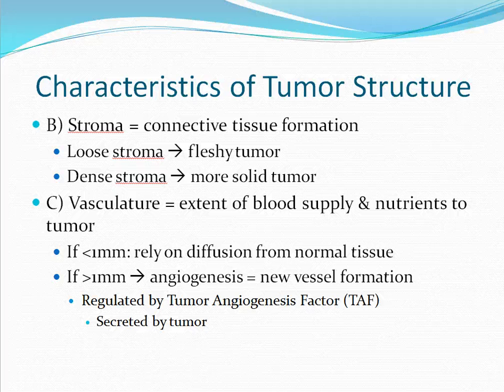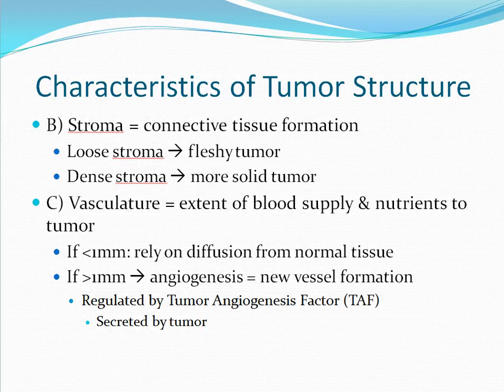Another characteristic of a tumor is its stroma. Stroma refers to the connective tissue framework of the tumor. If it exhibits a loose stroma, it is known as a fleshy tumor. If it has a dense stroma, it is a more solid tumor.